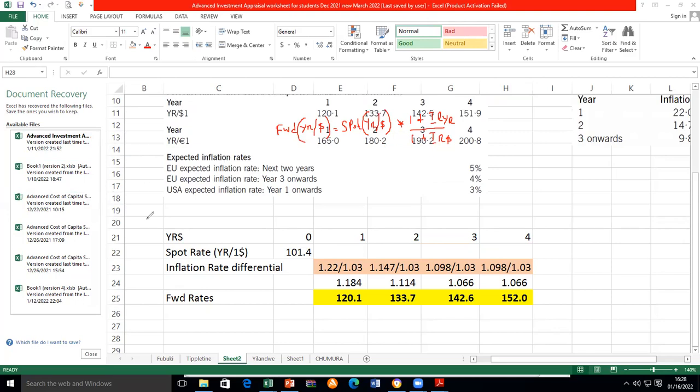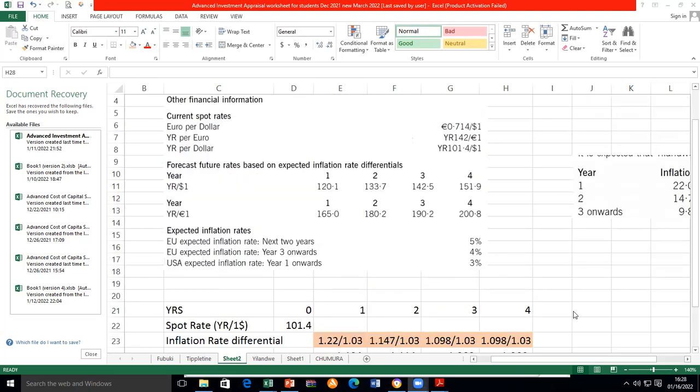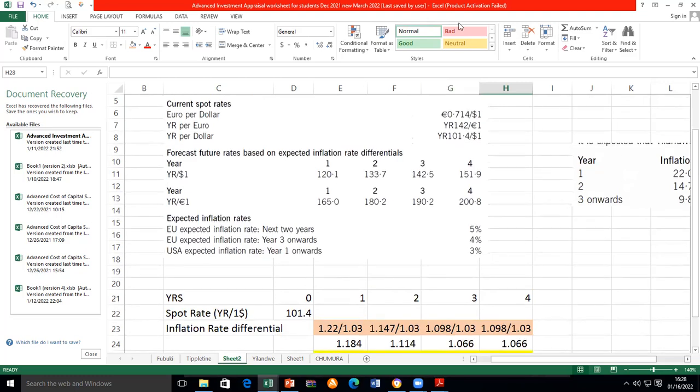We look at the quotation here. The quotation, they are saying these numbers represent, in fact, you shouldn't pick it from here. We need to pick it from the spot rate. That's the correct place where to pick it up from.